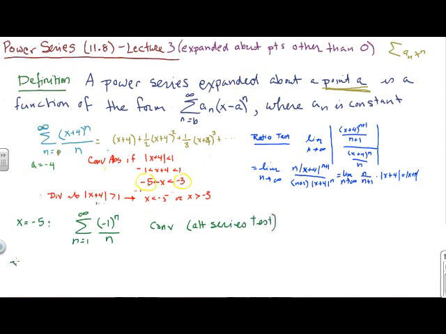And at x equals negative 3, I have the sum from n equals 1 to infinity of negative 3 plus 4, which is just 1. So 1 to the n is just 1, over n, and that diverges. Harmonic series.